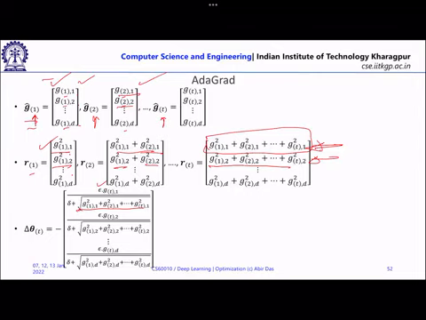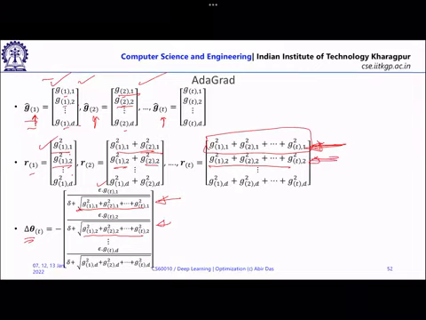Now, if historically this component has higher magnitude, it will move less, because this is your delta theta. So this component will be less compared to, say, this one, where this denominator is lower.